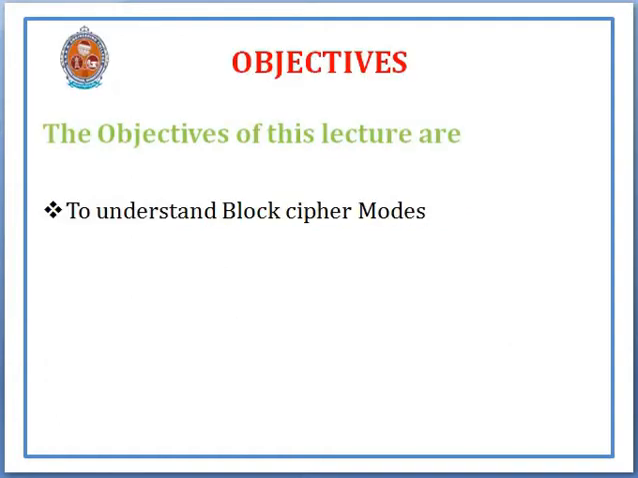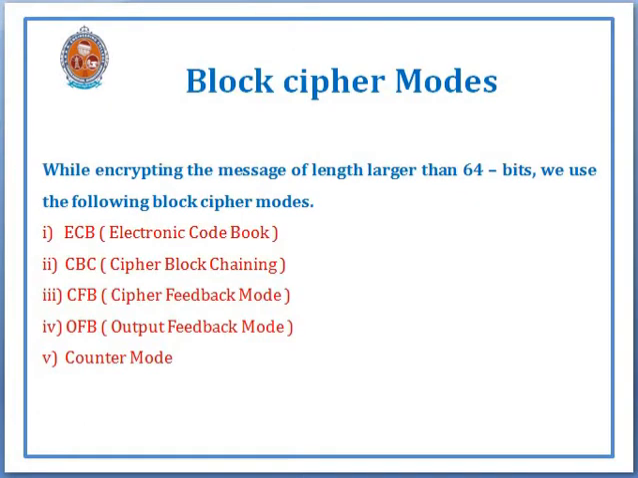The major objective of this lecture is to understand the block cipher modes. We know that a DES algorithm encrypts a 64-bit plaintext into a 64-bit ciphertext. While encrypting a message of length larger than 64 bits, we use the following block cipher modes: ECB, electronic codebook; CBC, cipher block chaining mode; CFB, cipher feedback mode; OFB, output feedback mode; and counter mode.